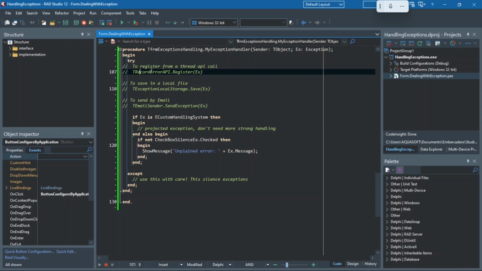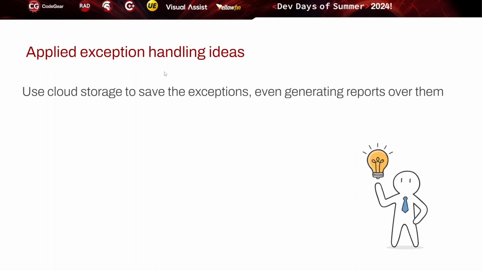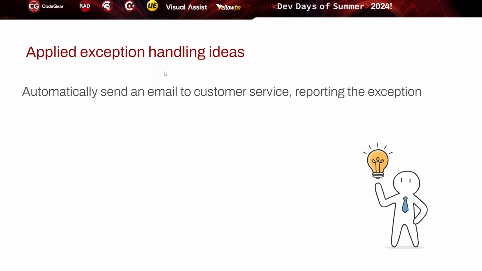The best approach is to use a thread to not take more time from your user. So you can use a thread to record in an API, and after that you can run statistics and other kinds of analysis on what kind of exceptions you are handling. Okay, and another option is to send an email to customer service reporting the exception.